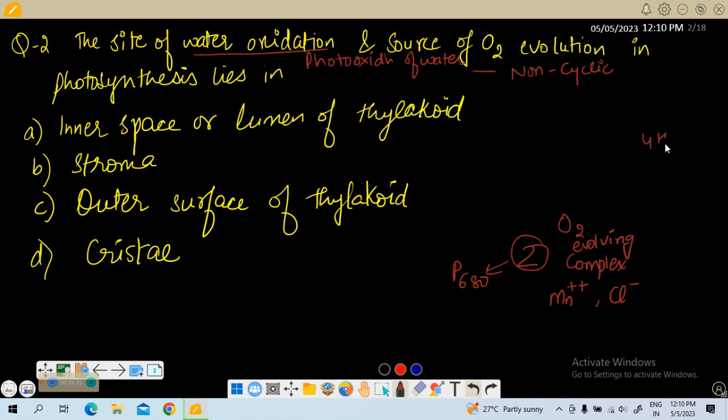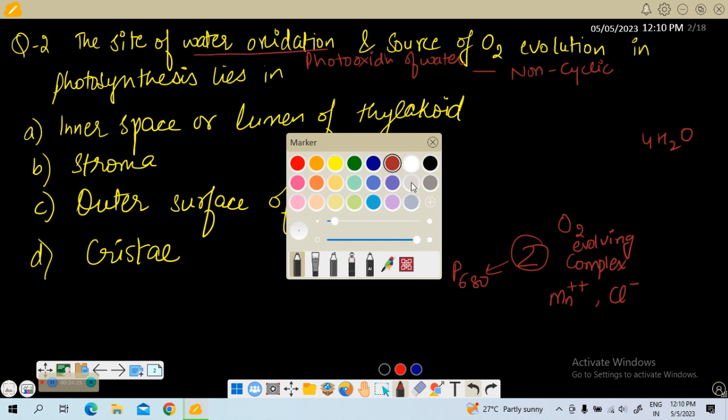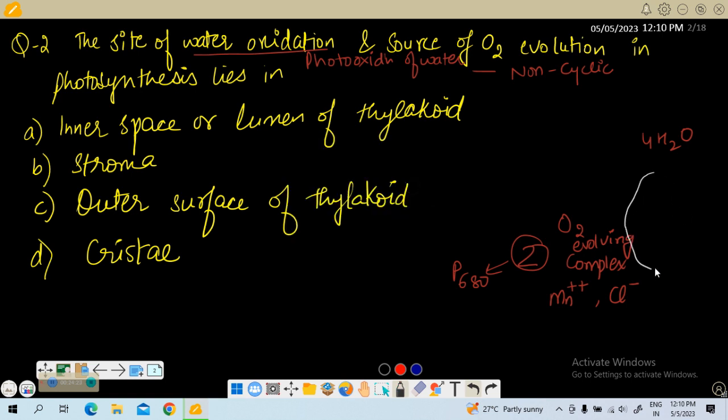Now 4H2O, this 4 is for balancing the equation. Here we have the water splitting enzyme. It will give 4H positive, oxygen and 2H2O. Electrons are accepted by the PS2 reaction center through the unknown substance Z, and the hydrogen ions, these H positive ions, temporarily stay in the thylakoid space. Non-cyclic occurs in grana thylakoids, right?